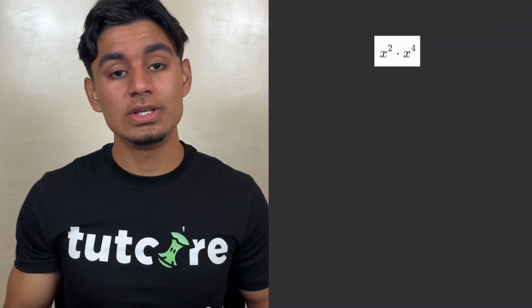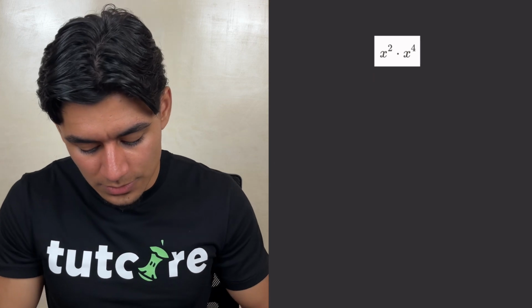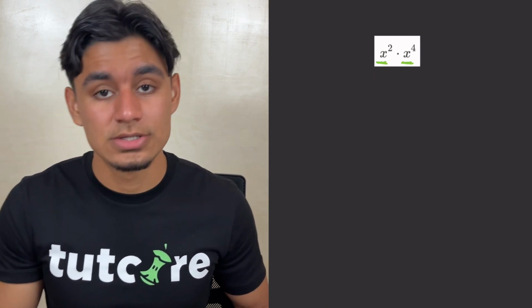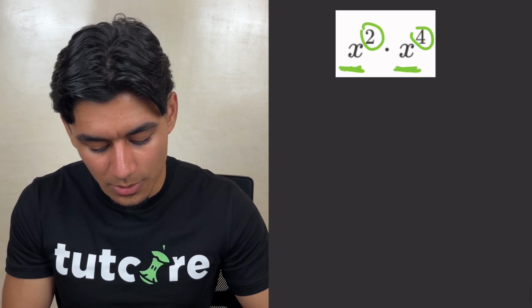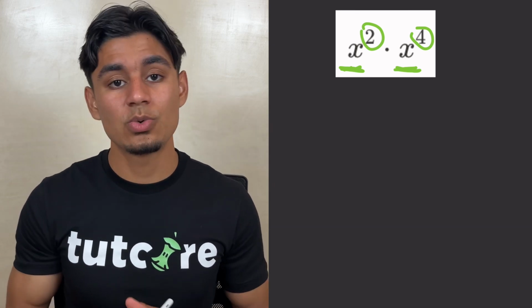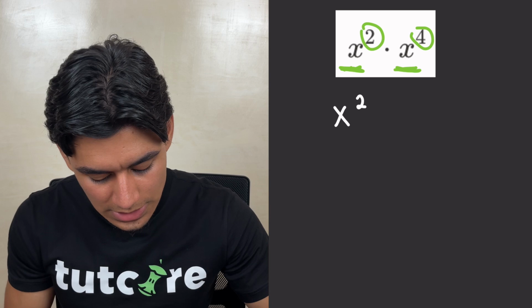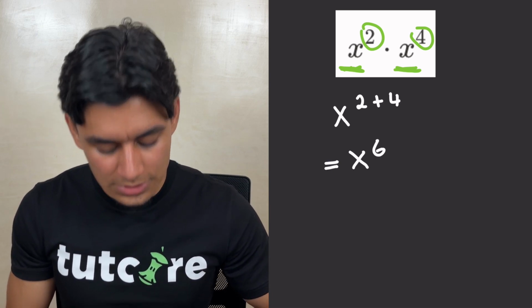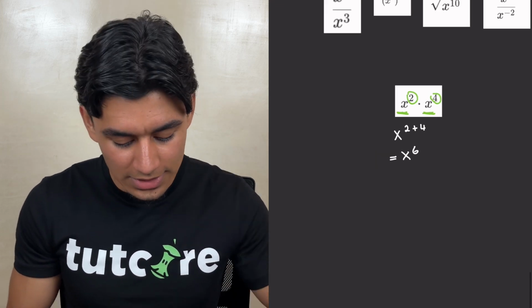The first question is a multiplication of the same base. Okay, we can see that by both bases being an x. When we have multiplication of the same base, we actually add up our exponents. So this one is quite straightforward. All we need to do is put it under the same base and add up our exponents. Super duper simple. Next one.